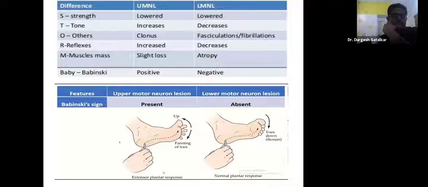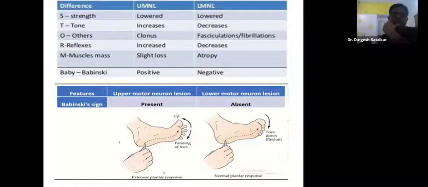Muscle mass is reduced in both cases, but in upper motor neuron, it is usually because of disuse atrophy, and in lower motor neuron, it is denervation which is responsible for the atrophy. In Babinski sign, if you stroke the sole of the foot, you will get fanning of the toes with dorsiflexion of the great toe, which is usually seen in upper motor neuron lesions.